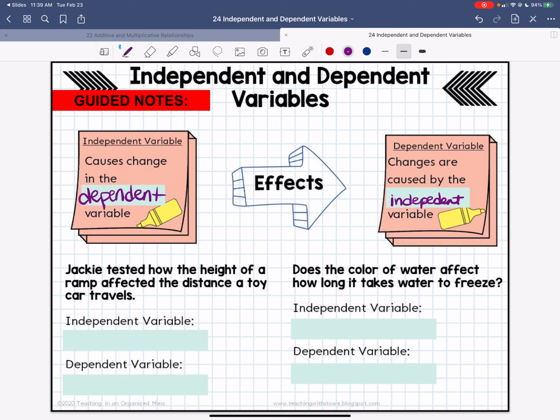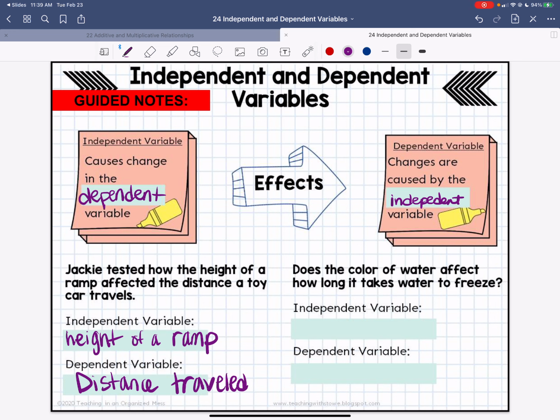So it says Jackie tested how the height of a ramp affected the distance a toy travels. So you can think of it as the independent variable is going to be the height. Okay? So the height of the ramp is going to change the distance traveled. So if I put my ramp higher, it's going to go further. If I do it lower, it's going to not go as far.